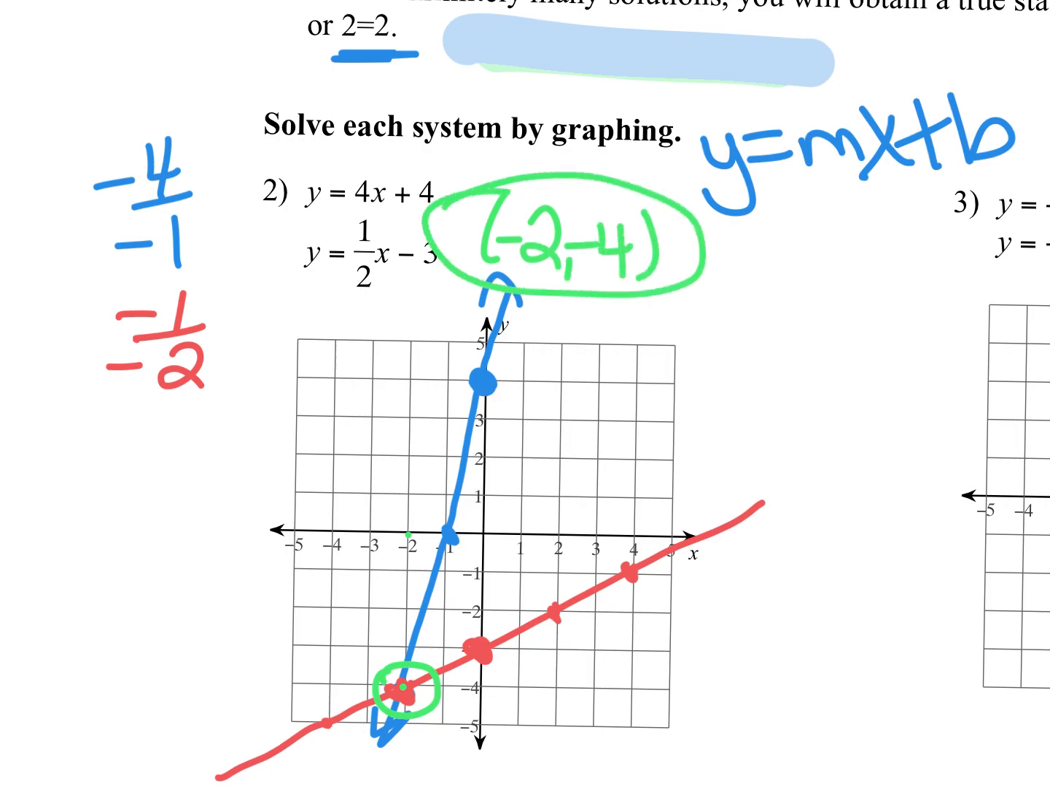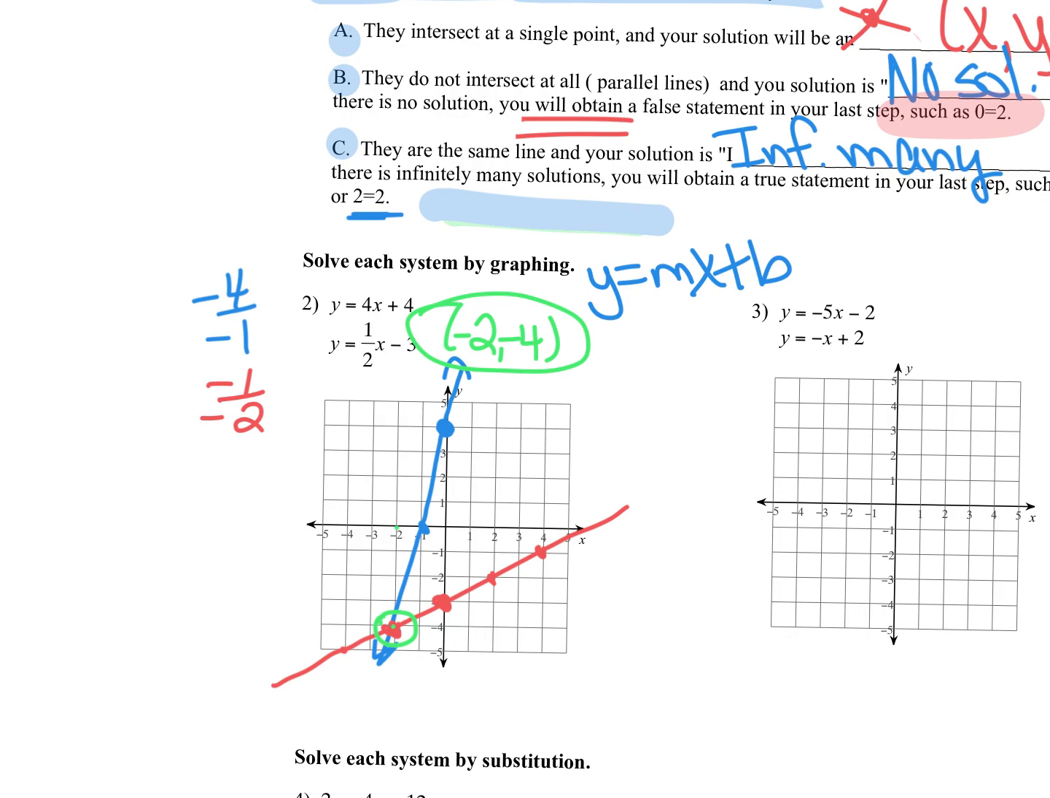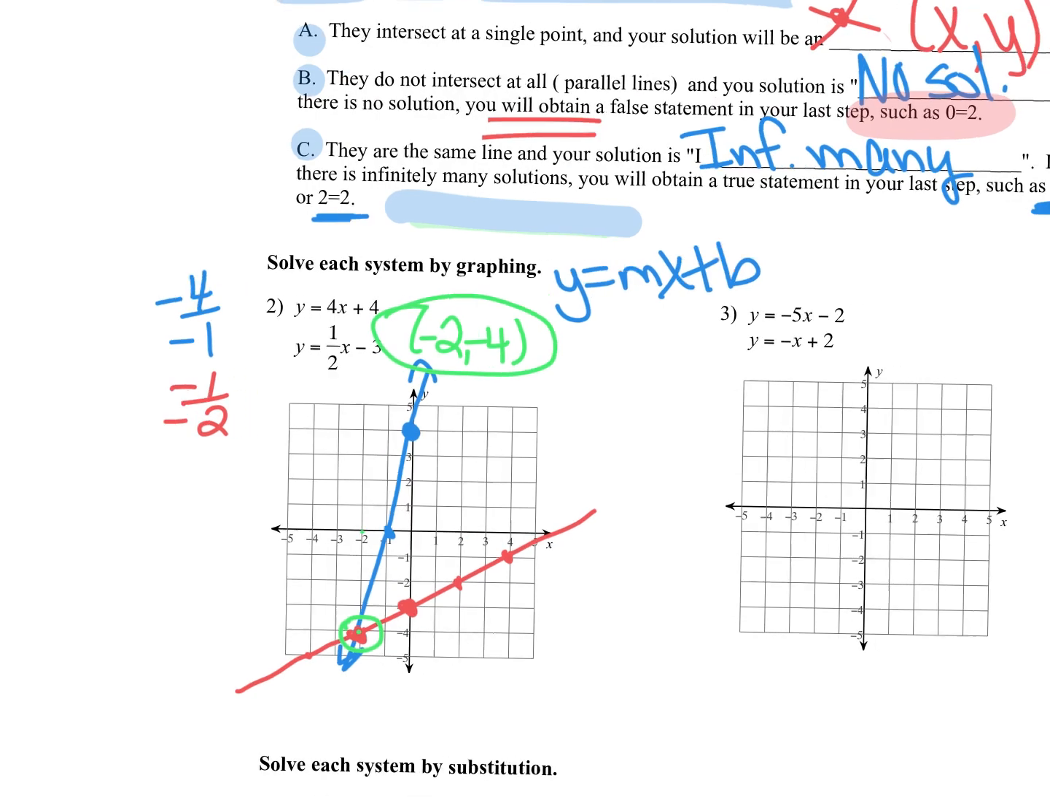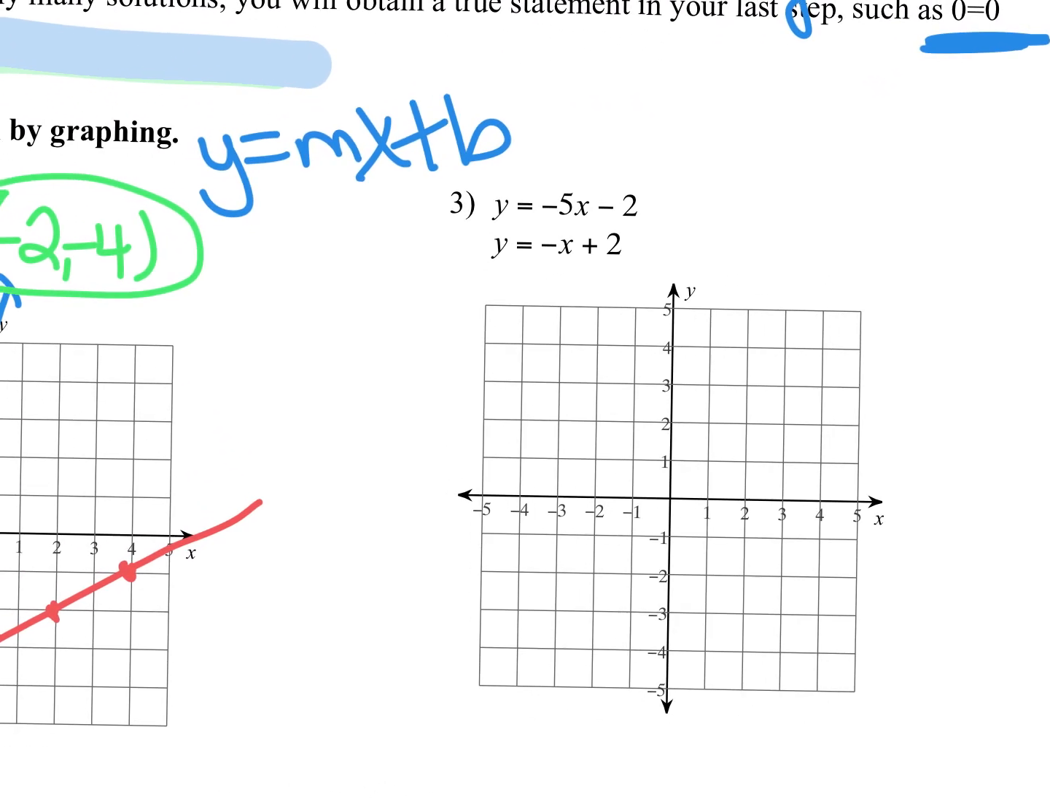So that is our solution. The graph is our work that we show. Our solution is actually the ordered pair. So then let's come over here and look at this graph. We've got y equals negative 5x minus 2 and y equals negative x plus 2.